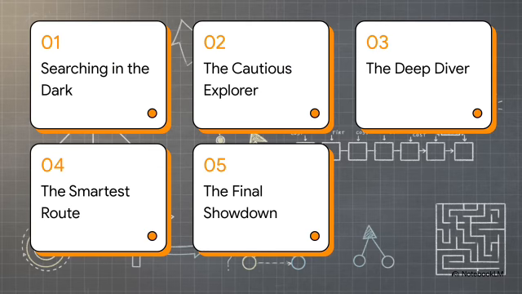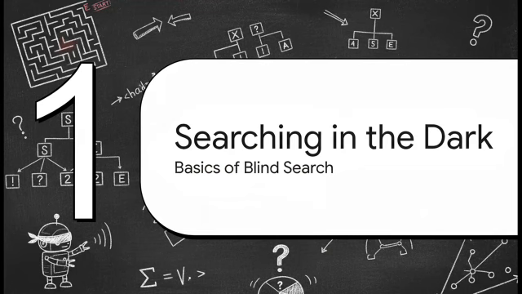So here's our game plan. First, we're going to figure out what it even means to search in the dark. Then we'll meet our three different problem-solving AIs: the Cautious Explorer, the Deep Diver, and the Smartest Route Finder. And finally, we'll throw them into a final showdown to see which one is the right tool for the job. Okay, let's dive right in with the basics.